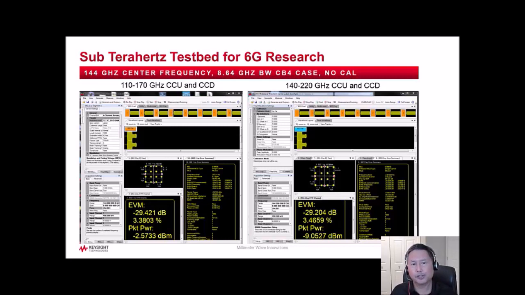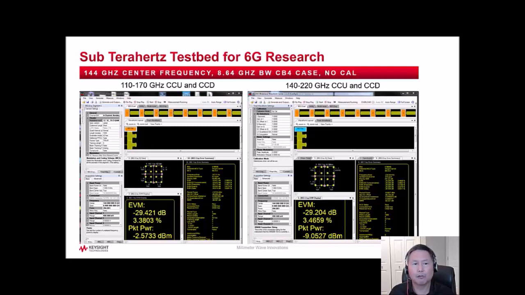The same test setup was used to perform measurements for an 802.11ay 4-bonded channel configuration, or CB4, signal centered at 144 GHz with 8.64 GHz of channel bandwidth. The CB4 test case used a higher frequency 5 GHz IF to make filtering of the undesired image easier.